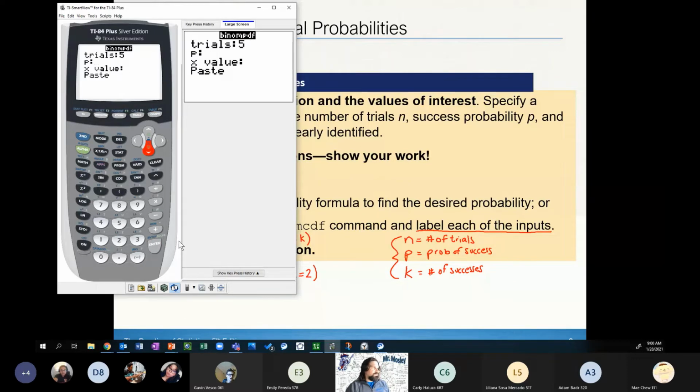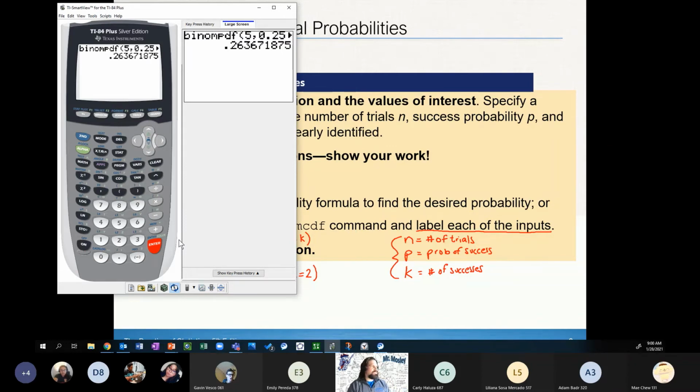Right? What's the probability of success? 0.25. X value, they use X instead of K in this case. That's just, I think, easier for the calculator. We want 2. So the X value is 2. It goes along with our K value that we're interested in. We'll then hit down to paste, hit enter, and hit enter again. Lo and behold, we get the same exact answer that we were supposed to get.